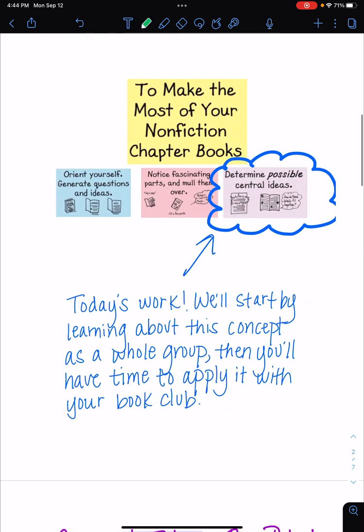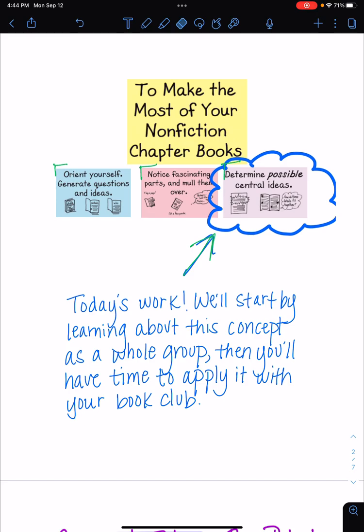Again, with our little anchor charts here, every day we keep adding. You'll notice we add one of these little guys each day that we do a lesson. We're on session 3, and we have 3 little notes there. The first one, obviously, was orient yourself with the text, generate those questions and ideas. Then we did fascinating parts and mulling them over, and today we are talking about this one over here with central idea, okay? It says right here, today's work will start by learning about this concept as a whole group, and then you're going to have time to apply it to your actual book club.